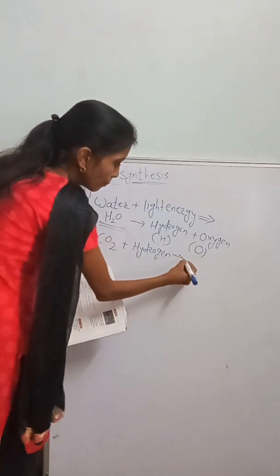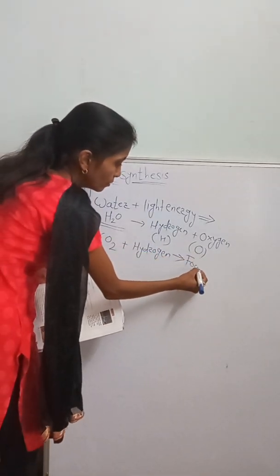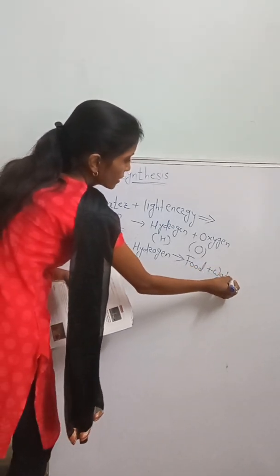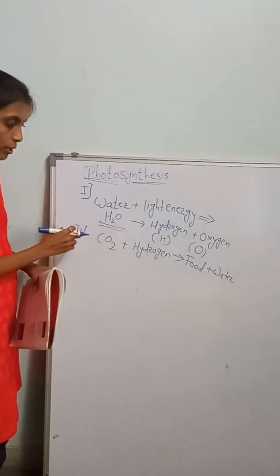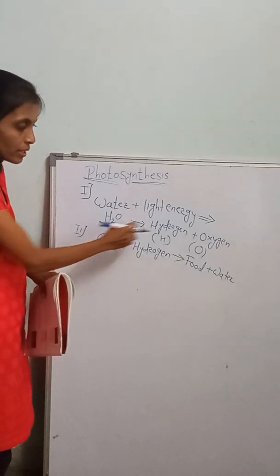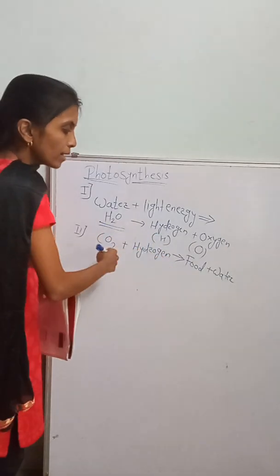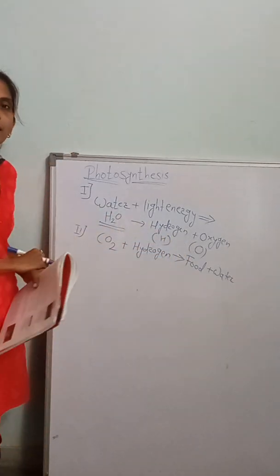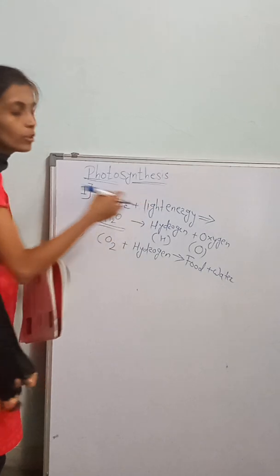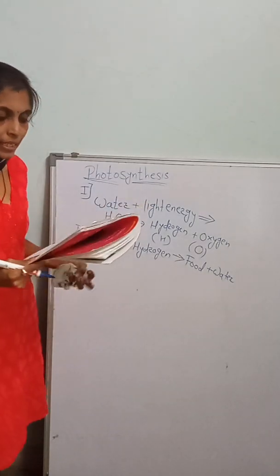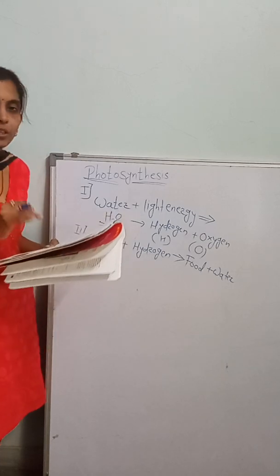It makes the food, and also water as a waste product. This hydrogen is combined with the carbon dioxide and that releases the food and water. This food is in the form of glucose. So light is one of the requirements of photosynthesis.